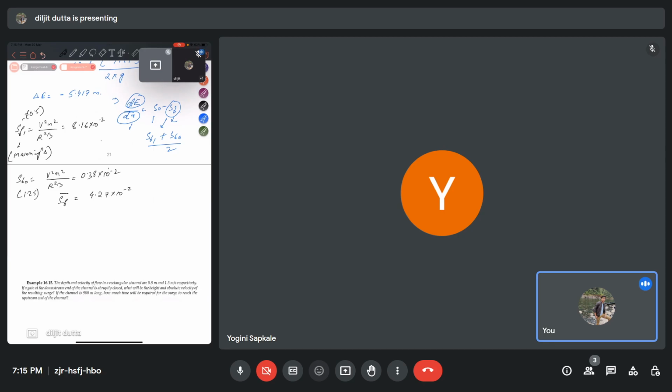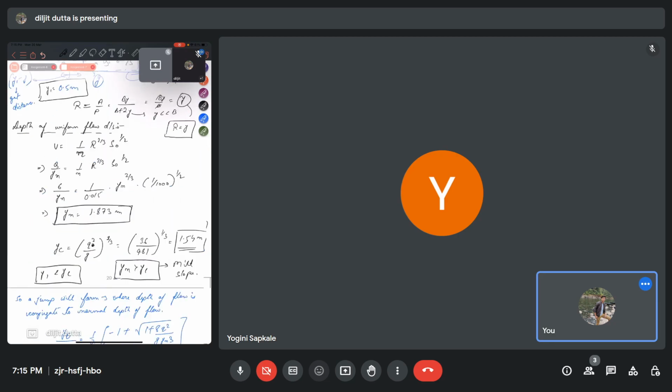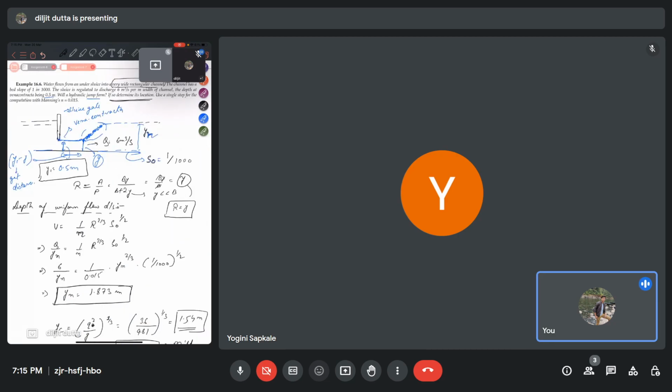So we have obtained SF, we know S0, so let us get x. So delta x equals delta E by S0 minus SF. So delta E is minus 5.417, S0 is 0.1 into 10 to the power of minus 2 minus 4.27 into 10 to the power of minus 2. So just solve and you will get, I think, around 130 meter. So at a distance of 130 meter from the sluice gate we will get a hydraulic jump.